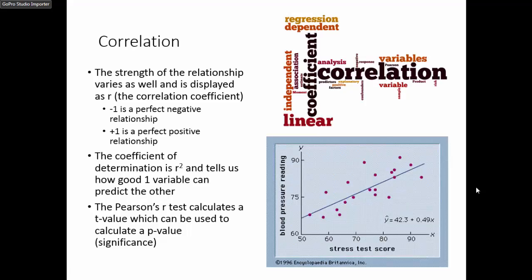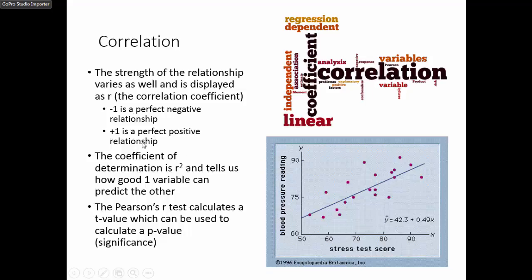Now, the way that correlation is displayed is using what's called the correlation coefficient, which is represented by a lowercase r. A -1 is a perfect negative relationship, and that's not going to ever happen. You're never going to have a perfect relationship if you're dealing with real data. There will always be some variation. +1 is a perfect positive relationship, and you also never have that. But the r will be somewhere between 1 and -1, okay? Which is also representing the slope of the line.